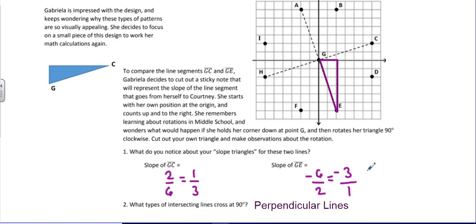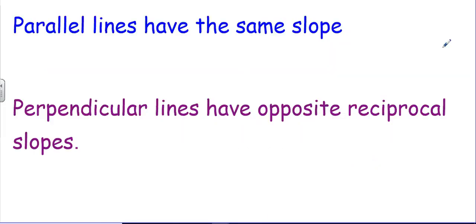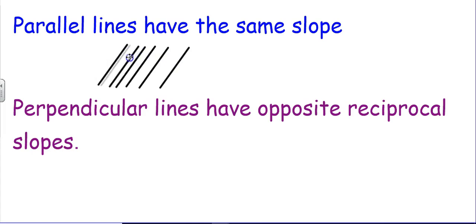and they are called perpendicular. To summarize, parallel lines have the same slope. Slope measures the rate of change of a line or line segment. Parallel lines are changing at the same rate. They all have the same rise over run. So since they are changing at the same rate and have the same rise over run, the slopes are going to be the same.